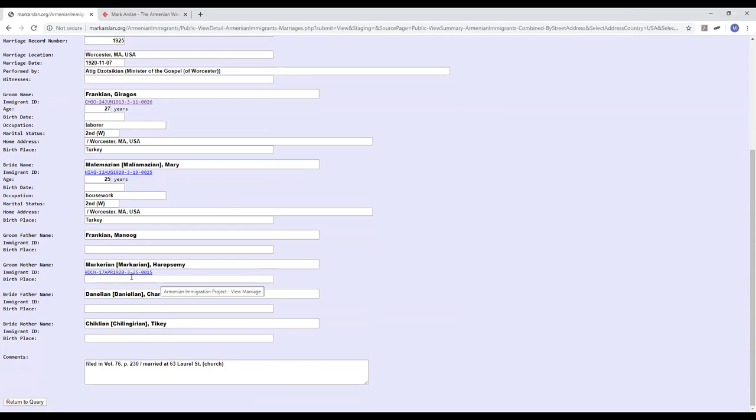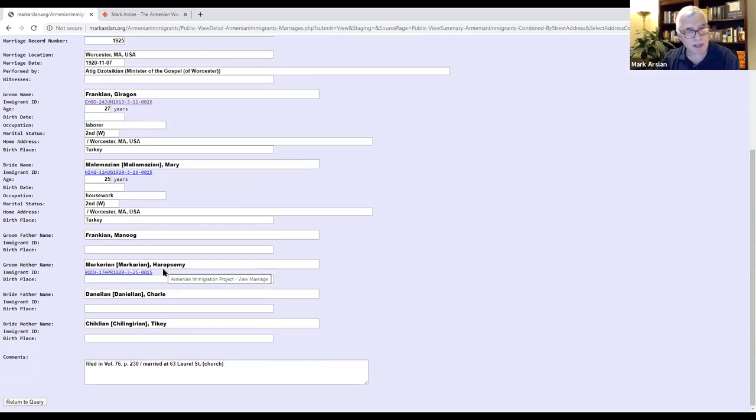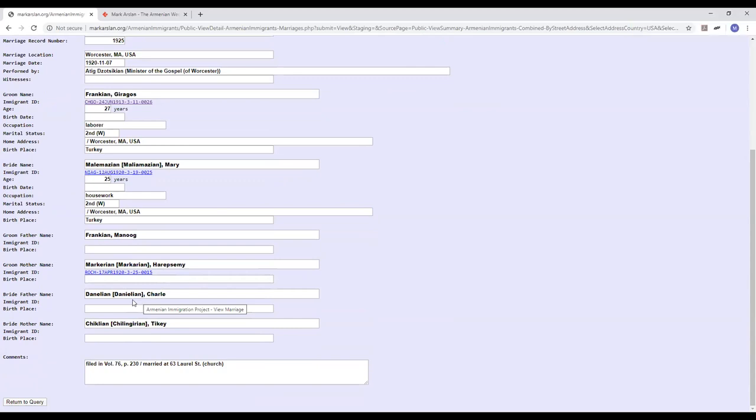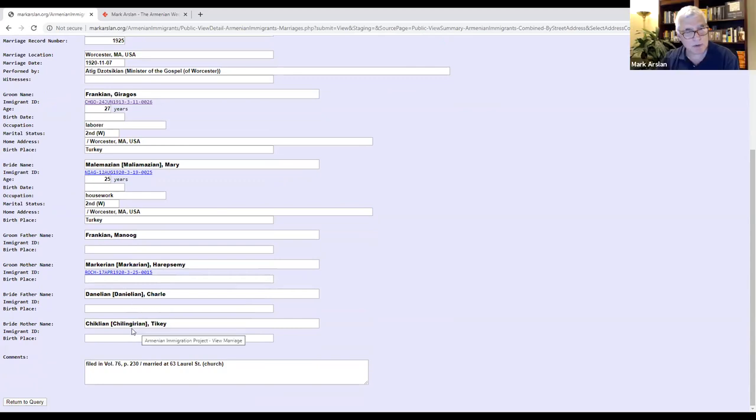No, that's her, that's his mother. I'm sorry, that's his mother. She was Danielian. Yeah. Danielian, and her mother's name was Chilingarian, I think, her maiden name. But anyway, yeah, so Giragos's mother, we found that she actually came over as well. So she came over in 1920.